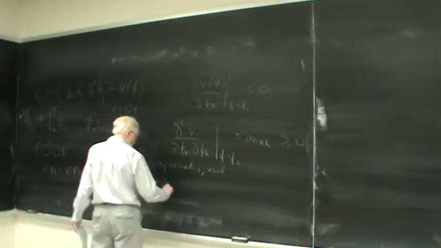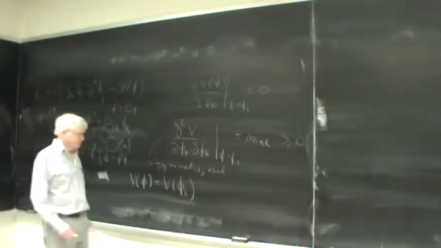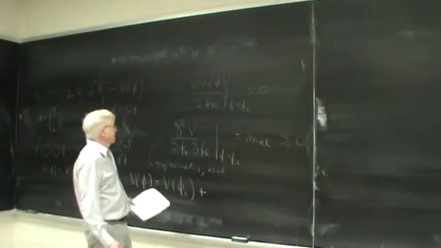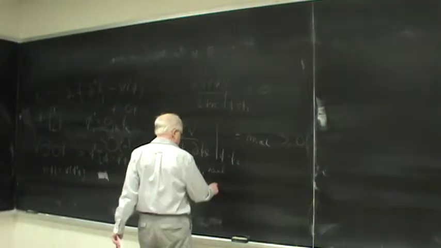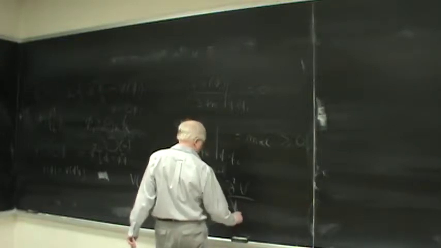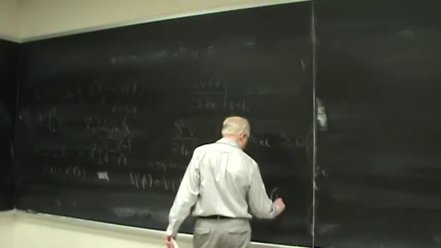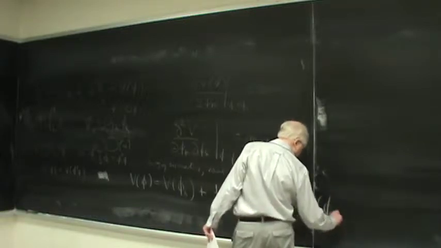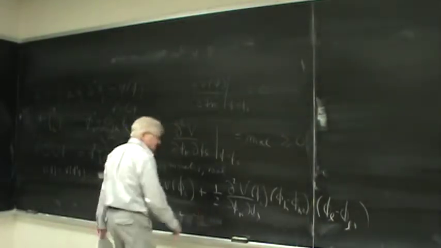of phi as V at the minimum, plus a Taylor series expansion now. The first order terms vanish because we're at the minimum. And the others in the Taylor series would look like this, all at the minimum, and then they would be phi k minus phi k0, phi l minus phi l0. Plus perhaps higher order terms.